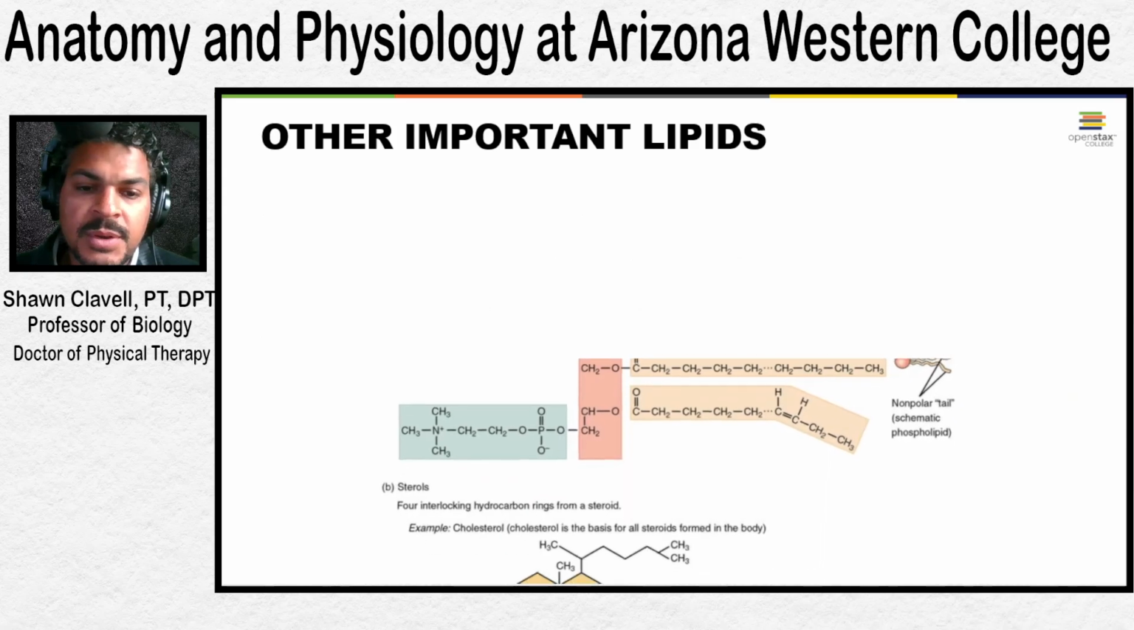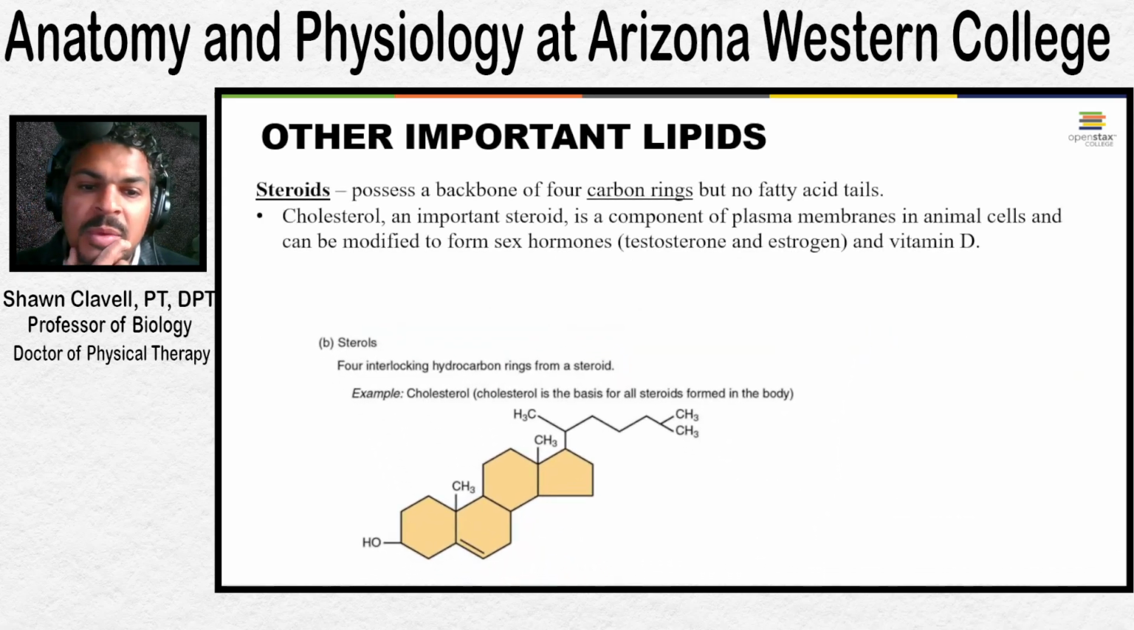Let's talk about one more: the steroids. Steroids are interlocking four-ring structures. They contain four interlocking hydrocarbon rings that form a steroid. Cholesterol is the basis for all steroids, and they're formed in the body. It is also a component that gives integrity or stability to the cell membranes.